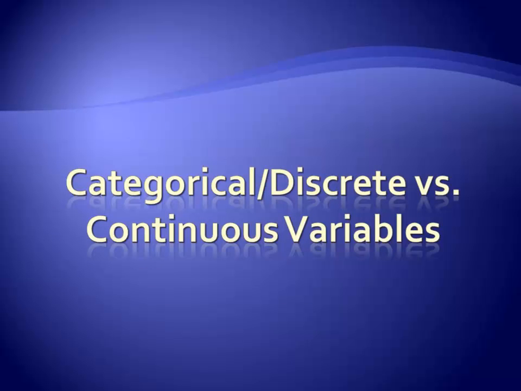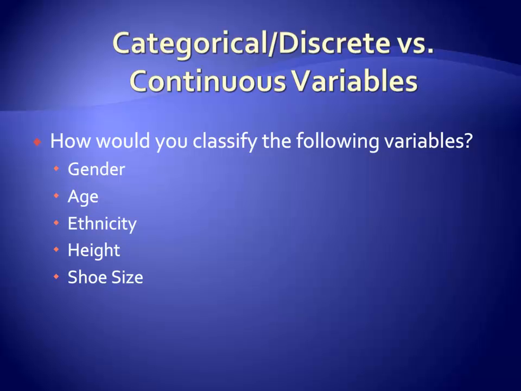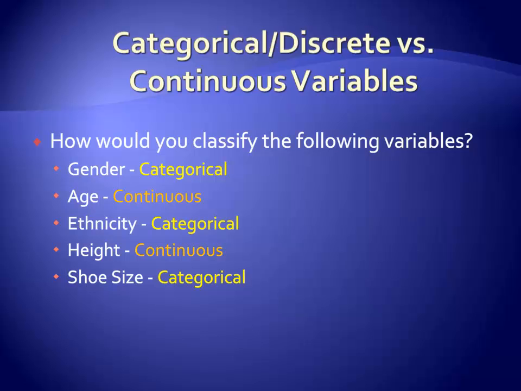Let's begin with a quick review of categorical and continuous variables. I would like you to pause the video here and take a moment to think about how you would classify each of the following variables. At this point, you may have made the following classifications. However, the classifications could really vary based on how the data were collected.